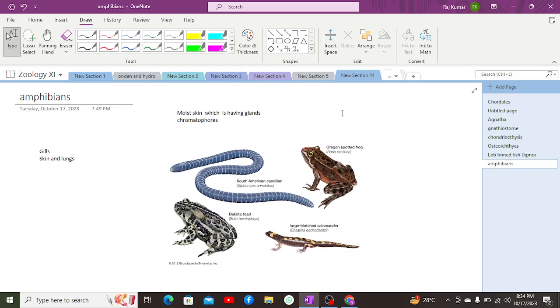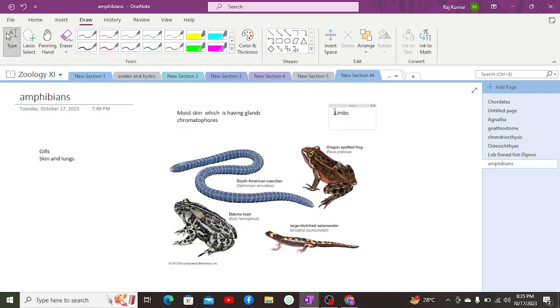Rest, we are also having some other characteristics such as their skeleton. Their endoskeleton is bony, but their skeletal system is reduced, which means the number of bones inside the skeletal system is reduced for less weight. Apart from that, these are having appendages in the form of limbs.